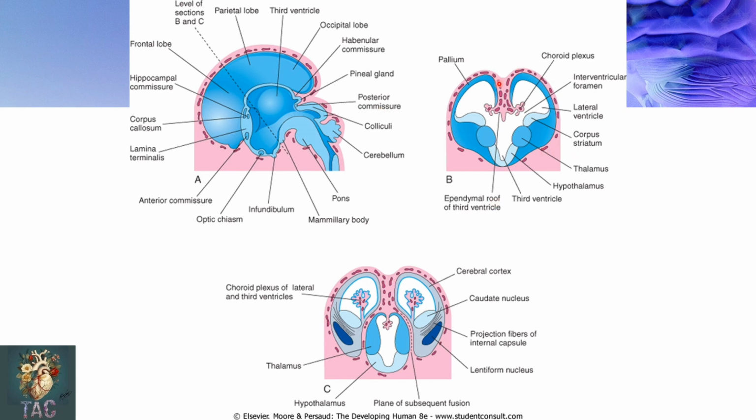So this is the section of B and C, which are taken from this area. In this you can see the roof plate where the choroid plexus is forming, and here you can see the pallium is developing, and these are the areas where the thalami, the hypothalami, and the corpus striatum are developing. In this diagram also you can see these are the areas of the thalamus, and these are the two portions of the corpus striatum, the dorsomedial and ventrolateral portions, in between which you can see the internal capsule is developing. So this is the choroid plexus which is forming in the lateral and the third ventricle, and this is the cerebral cortex which is developing.